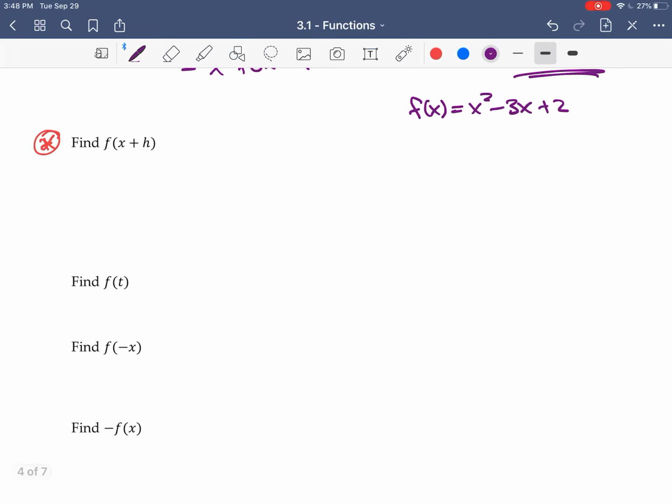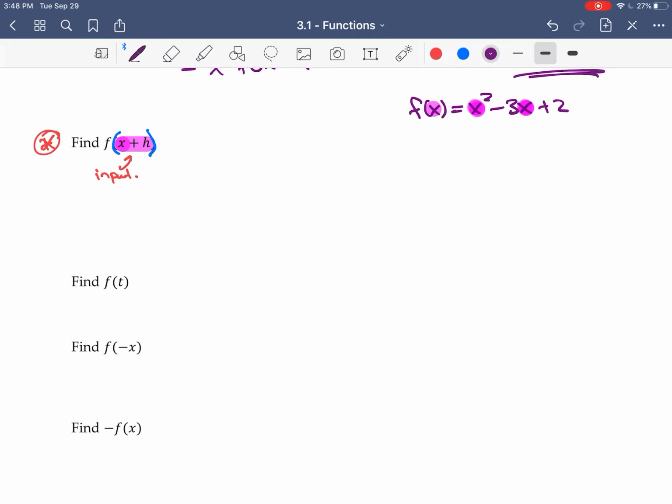Okay, so f of x plus h. So remember, this is our input, whatever's in the brackets. So we have these brackets around it. So it's f of this thing. So in our function equation, this is where our input is, the x. So that's where the inputs go. So everywhere that I see x in the equation, I want to put in my input, which here is x plus h.